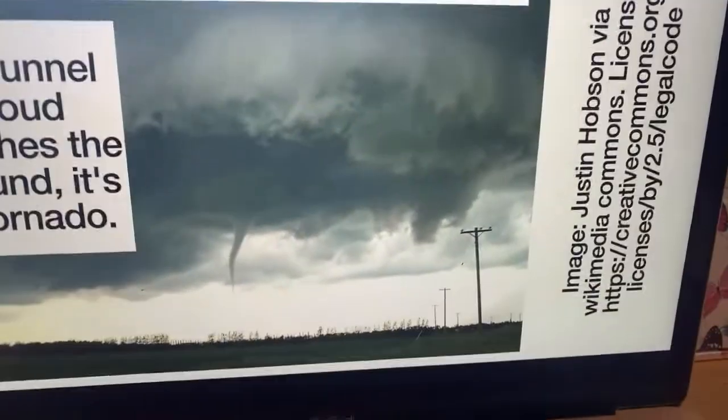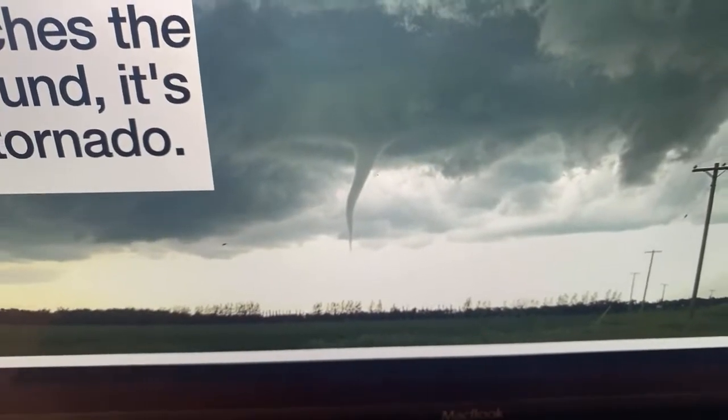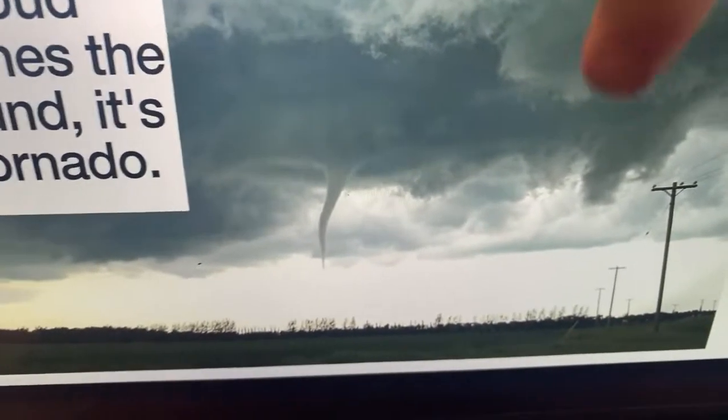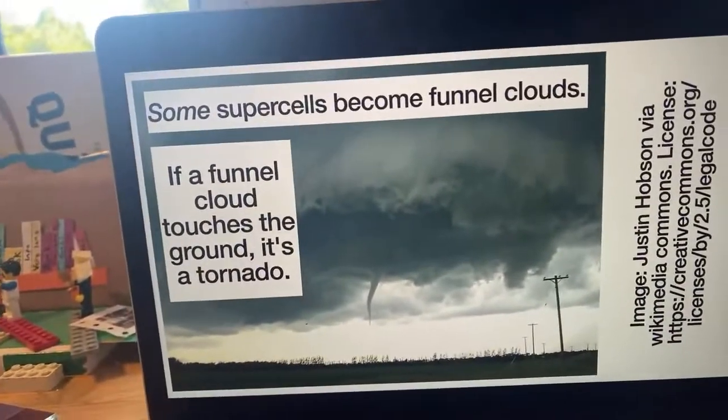So this, look at that. Thank you so much, Justin Hobson. So that's a funnel cloud. It's not technically a tornado because it's not touching the ground. Actually, that almost looks like it's going to turn into a funnel cloud, doesn't it? It's only when it touches the ground that it's a tornado.